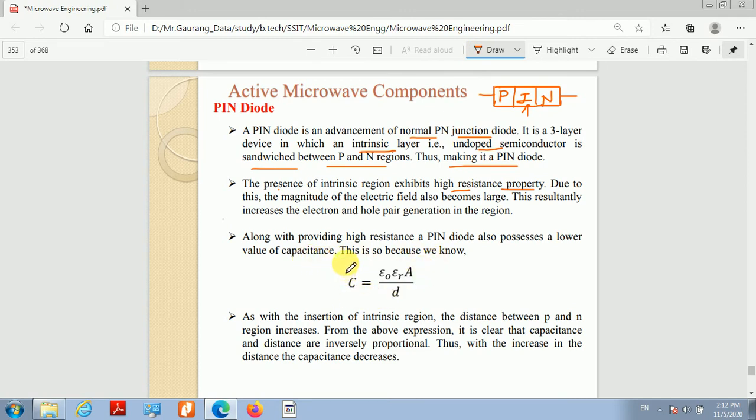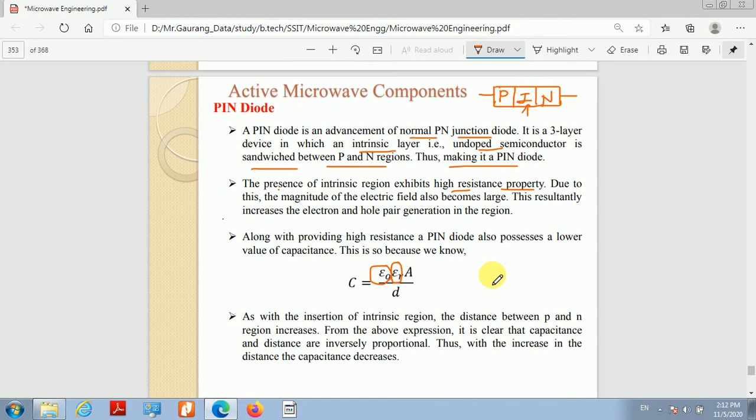So if you recall the formula for the capacitance, then the capacitance formula is C equals epsilon naught into epsilon R A divided by D, where epsilon 0 is the free space permittivity, epsilon R is the relative permittivity, A is the area of the plate, and D is the distance between two plates. So how does this PIN diode provide the low value of capacitance?